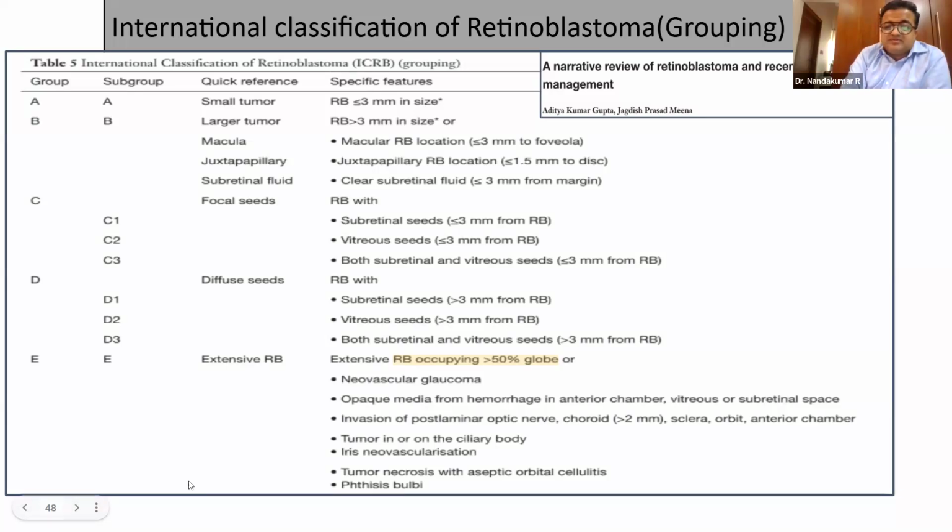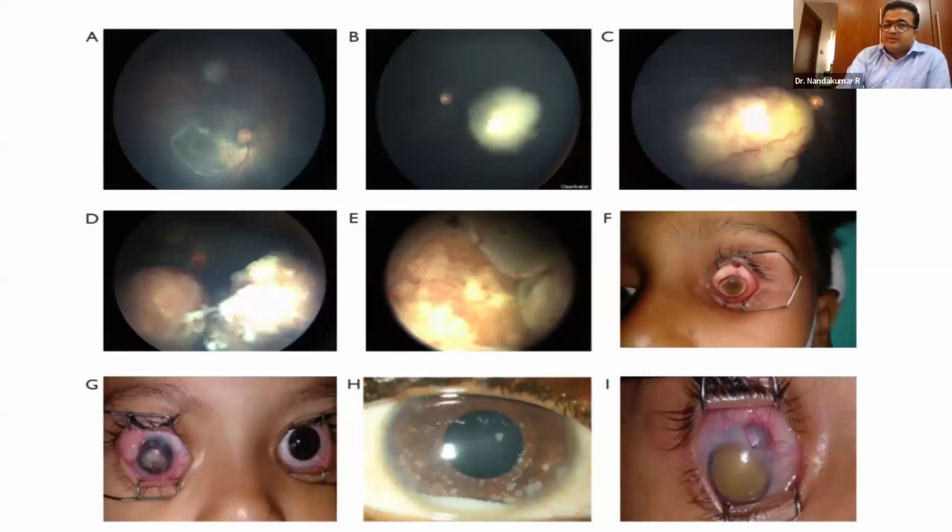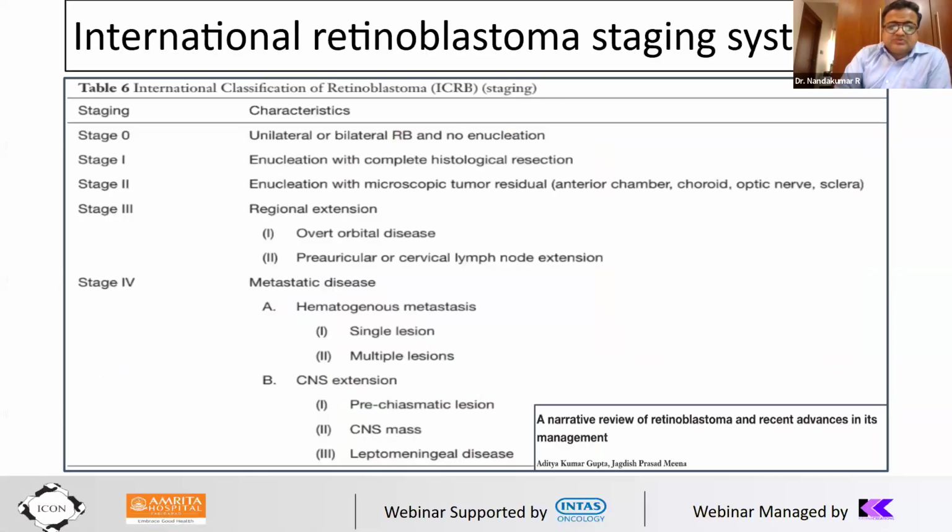And group E is something which we're really worried about, because when you have group E, you have to enucleate instead of just giving chemotherapy per se. So when you have a large lesion occupying more than 50%, aseptic cellulitis, neovascularization leading on to glaucoma, phthisis bulbi, retrolaminar or postlaminar spread, or involvement of the sclera, orbit or anterior chamber, then it comes to group E. All these are high risk features in terms of EUA. I'll not go through this.